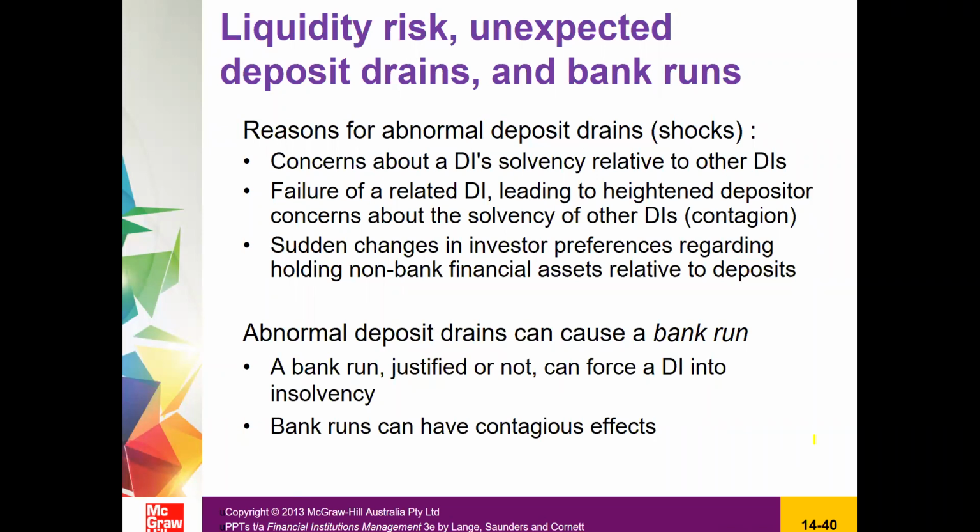Major liquidity problems, however, can arise if deposit drains are abnormally large and unexpected. Abnormal deposit drains may occur for a number of reasons. For example, when there is a concern about the depository institution's solvency. The failure of one depository institution can lead to heightened depositor concern about the solvency of other depository institutions, and sudden changes in investors' preferences regarding holding non-bank financial assets related to deposits.